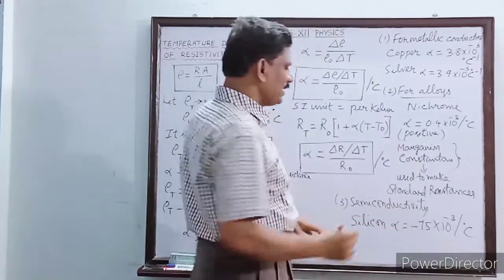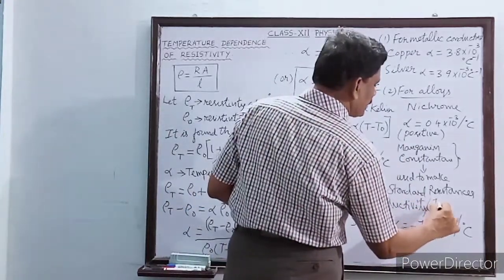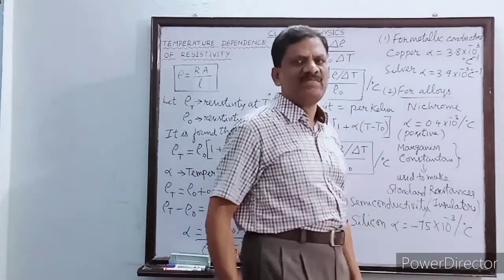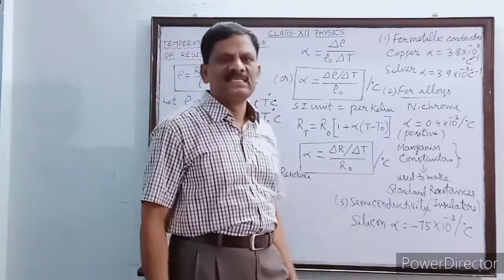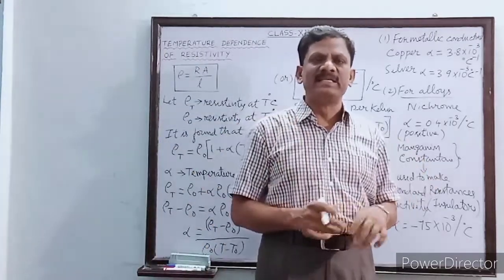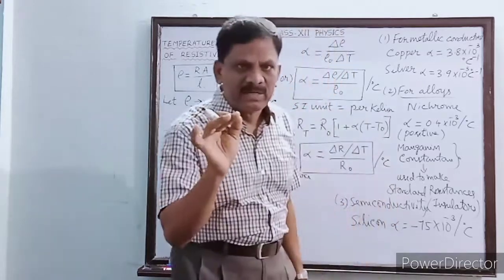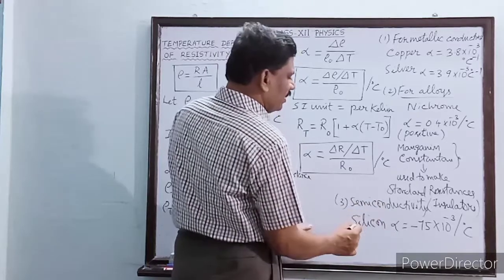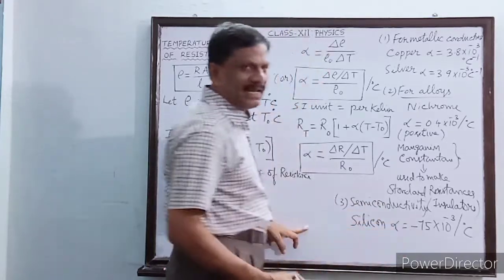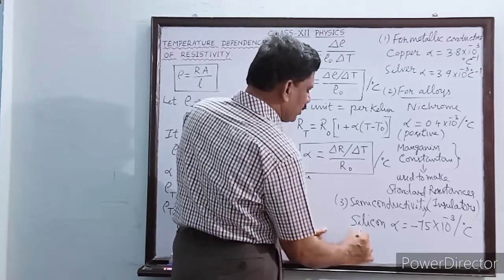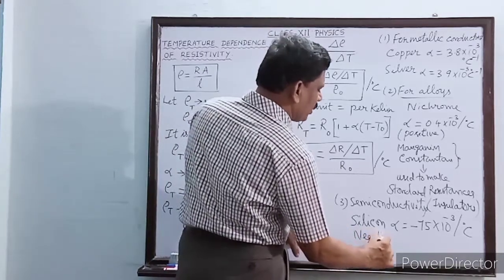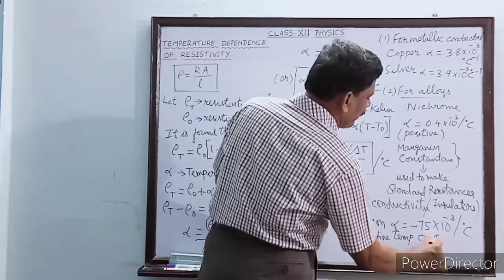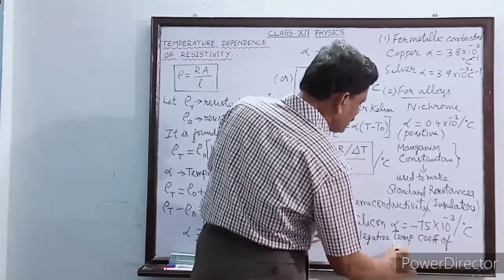Along with the semiconductors, you can also take insulators. For insulators also, what is going to happen if you increase the temperature? Their resistance and resistivity also will decrease with increase in temperature. In particular, for a semiconductor material, if its alpha value is negative, it is said to have a negative temperature coefficient of resistivity.